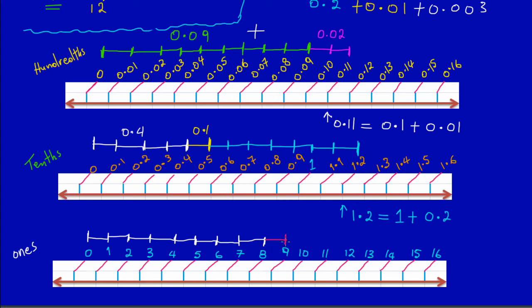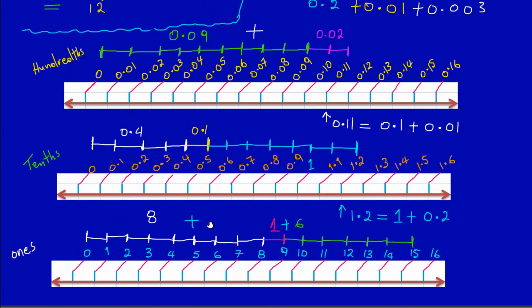Here I must move 1, 2, 3, 4, 5, 6. So here I've moved my 6 places. This is 6 places I've moved, and this is 1 place I've moved here, and this would be a total of 8 places I've moved initially. So what I have here is that I have moved 8 plus 1 plus 6. And if you notice where I've stopped, I could pull this up a little bit. I have stopped at 15.